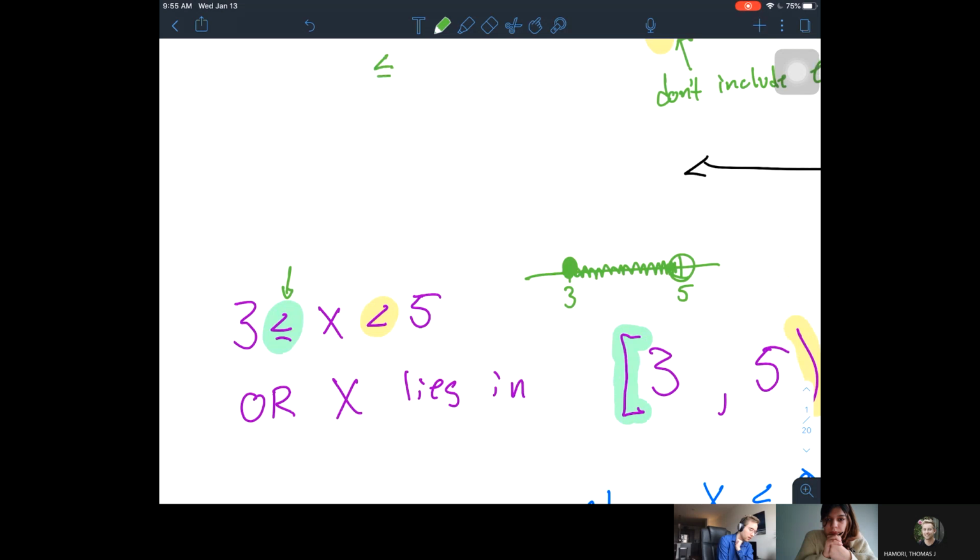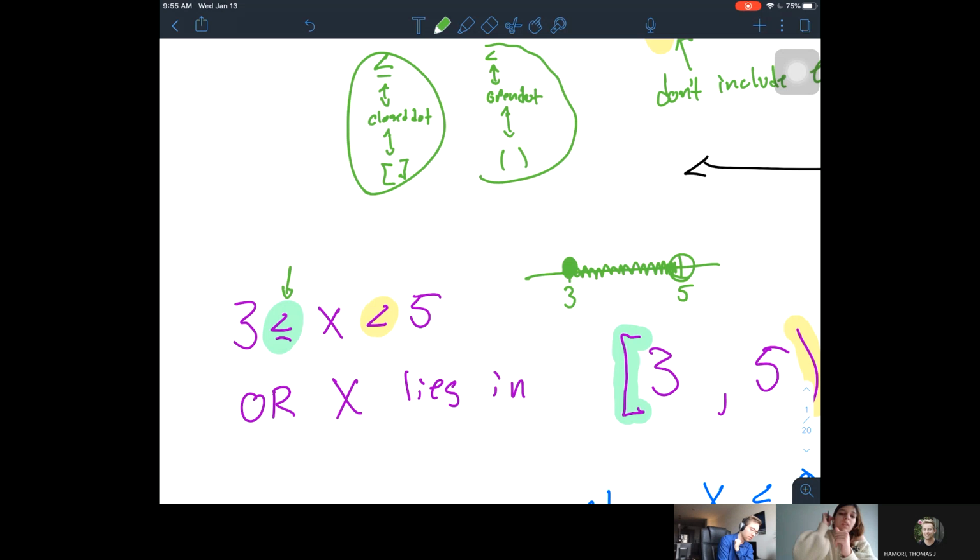Okay, so less than or equal to sign goes with closed dot. And those two things go with a bracket. Less than sign goes with an open dot, goes with parentheses. Okay, and we don't mix things from these two different circles.